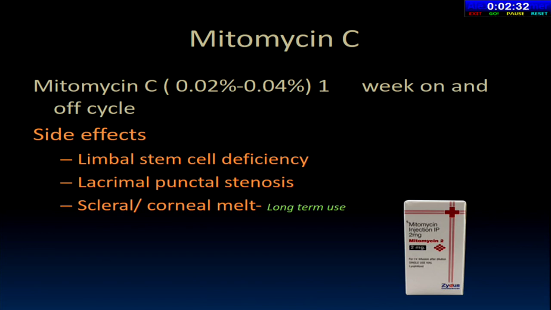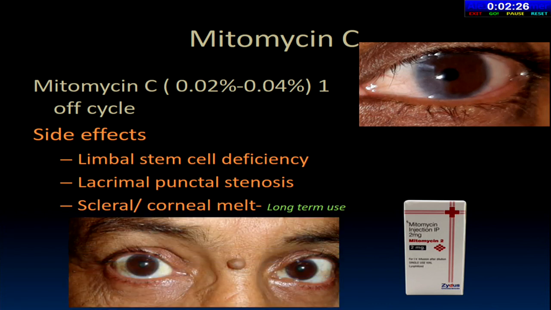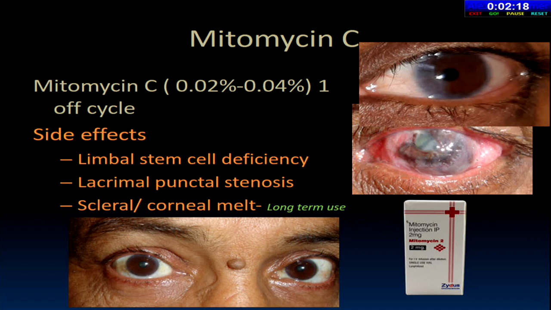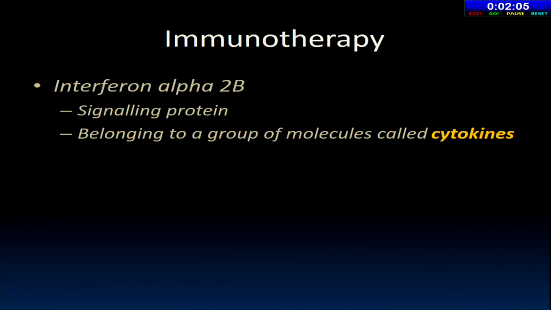Mitomycin C is the most common agent that's used, and it has side effects. It can cause limbal stem cell deficiency. It can cause lacrimal punctal stenosis. This patient we treated with MMC, and after that, he developed a stenosis and watering. And if the patient uses it without you telling him to do so for years on, you can have scleral corneal melt. So now, immunotherapy is actually replacing Mitomycin C as the first line.